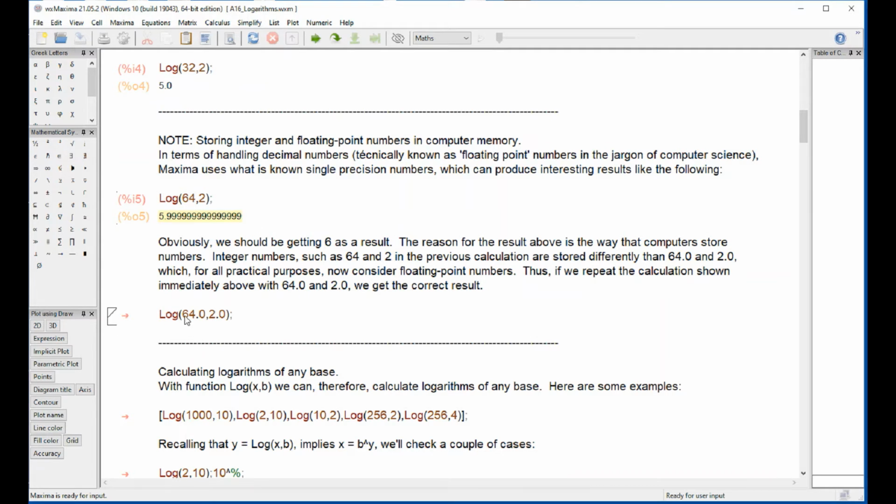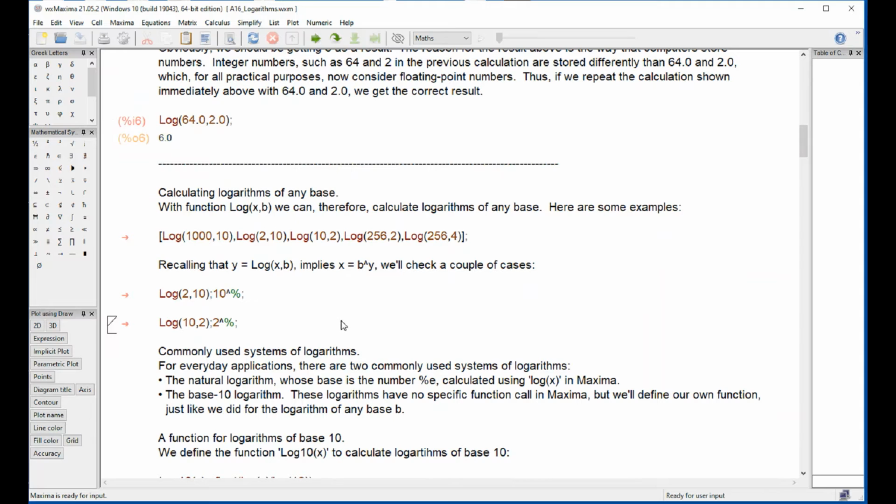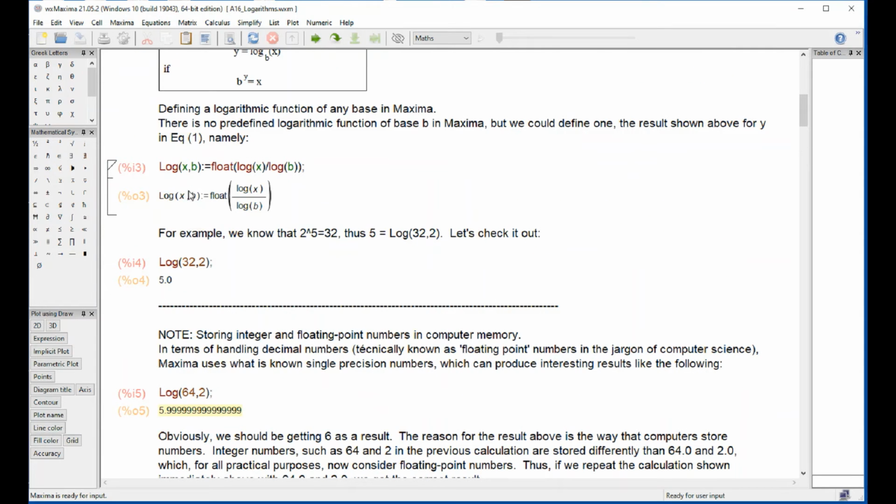But if you write 64.0 and 2.0, these are called floating point numbers because they have a decimal point, it sort of floats around. And when you do that using the log function of base 2, you get the exact value. So something to keep in mind, and don't get discouraged by it. If you get 5.99, it basically means 6. So to calculate the logarithm of any base, you can use this function, Log of x, b.